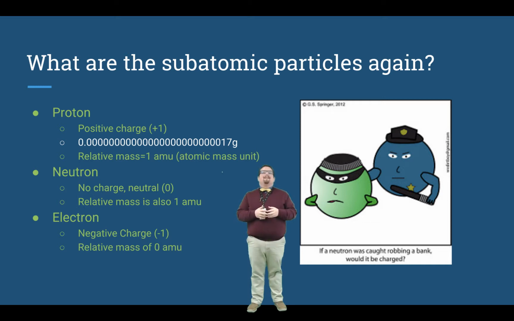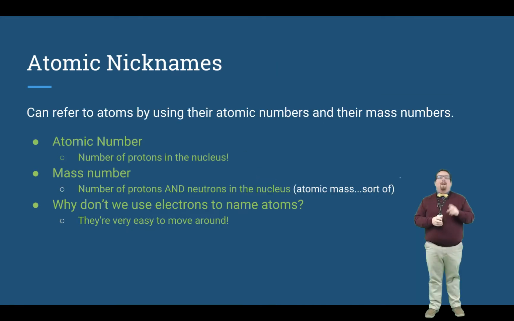These little boogers have a mass so small in comparison to a proton or a neutron that we say its relative mass is 0 atomic mass unit. They have a charge of -1 and help to balance out the positive charges from the protons. There are two numbers that we might use to describe an element. There's the atomic number and the mass number.